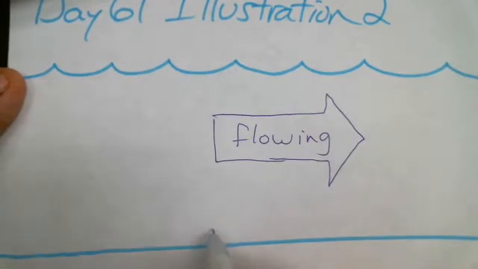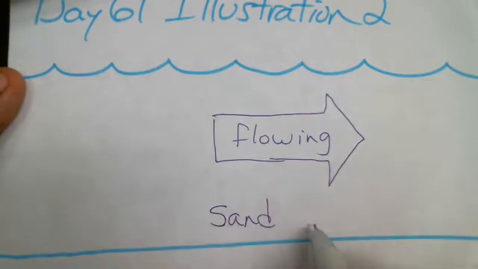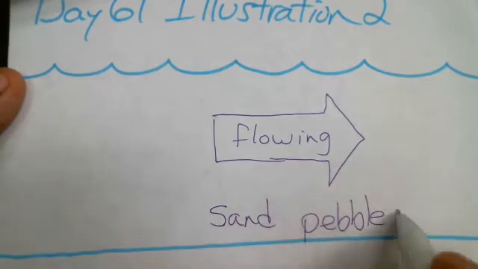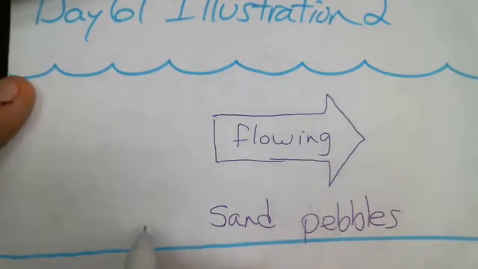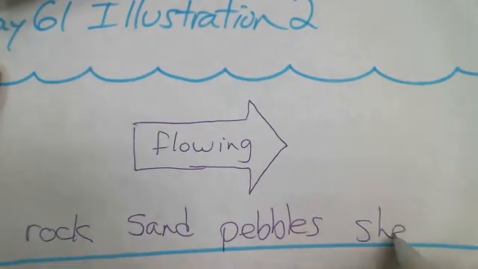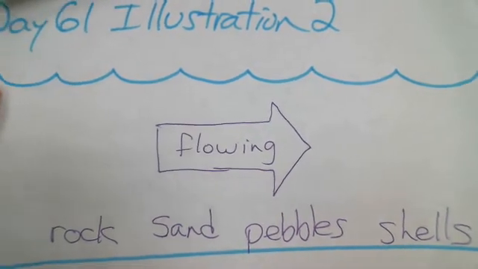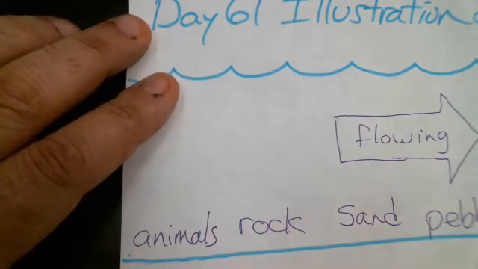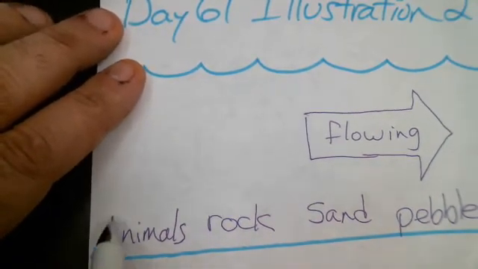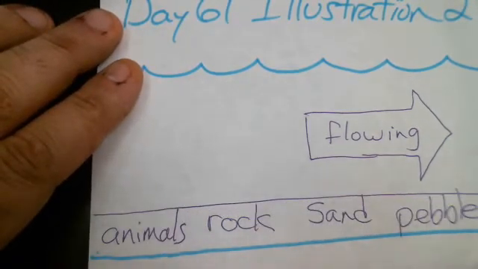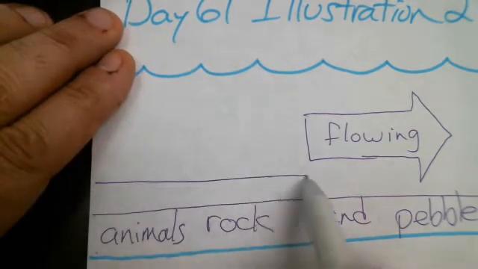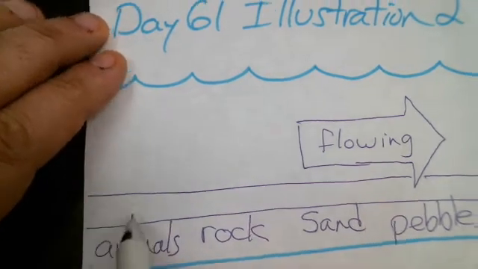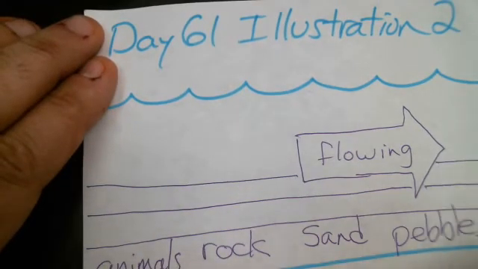And so let's write this down at the bottom. Sand, pebbles, pieces of rock, shells, animals, dead fish, dead plants, all sorts of stuff. And slowly, gradually, they're going to build up layers. So draw some lines going across to represent layers of these sediments.